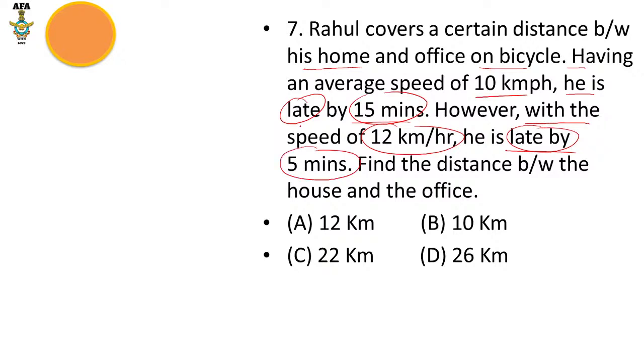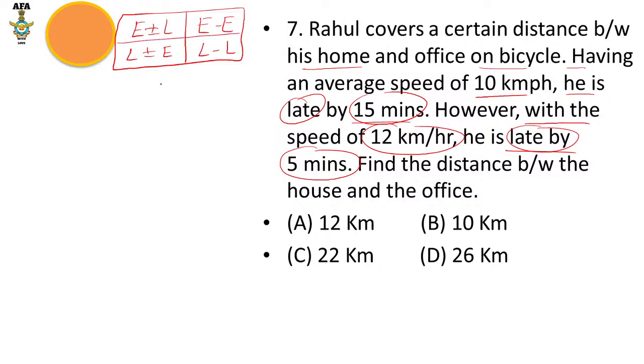So I told you, if the cases of late or early are given, you just need to subtract the values. So delta t will be equal to what? I told you: early plus or minus late, and late plus or minus early, or early minus early, or late minus late. These are the 4 cases you need to remember. Remember these and you can crack the questions easily.